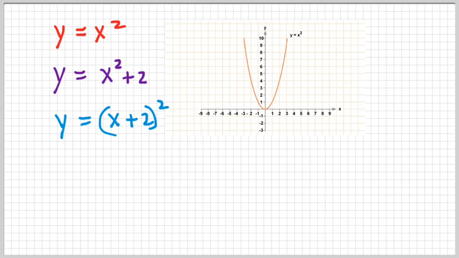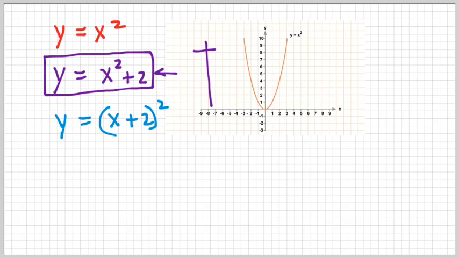So on this next slide, I've got our basic parabola drawn again, y equals x squared, and we're going to graph the purple one, y equals x squared plus 2. Okay, so I'm going to blow this up. We talked a little bit about this in class. In fact, you had a homework assignment on it, and we decided that this plus 2 here shifts our parabola up by 2 units.